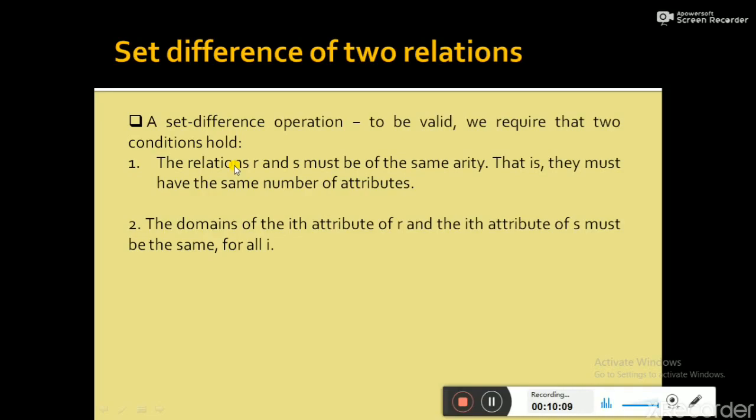And the second thing is that the domain of the ith attribute of R and the domain of the ith attribute of S must be of the same type for all i. Means the attribute types corresponding to both relations should have the same data type. That means same type in the sense they may be of the same data type, same length, like that.